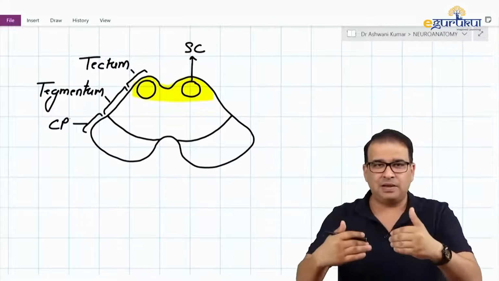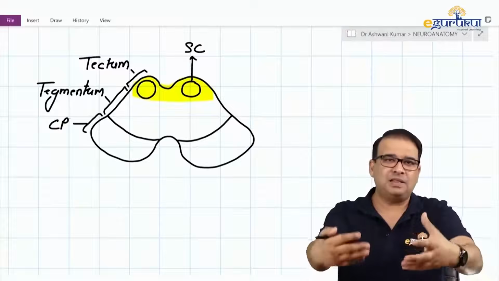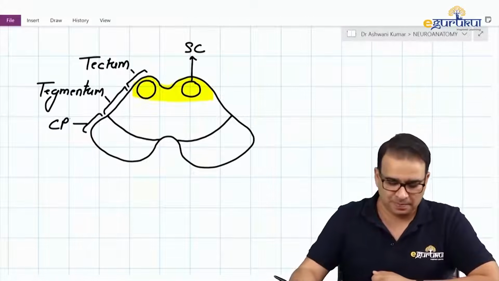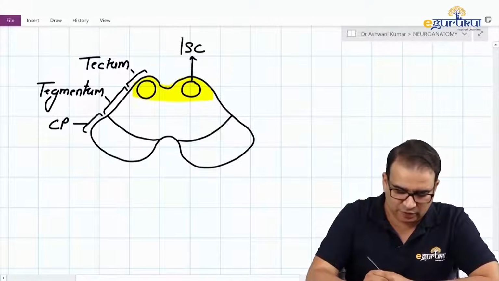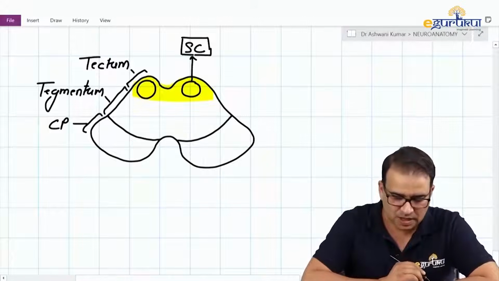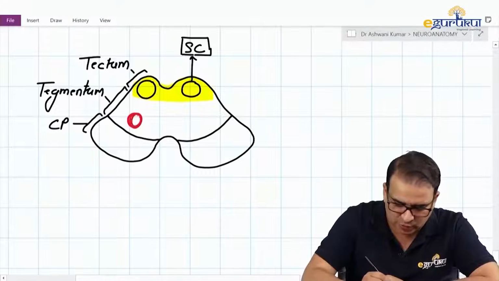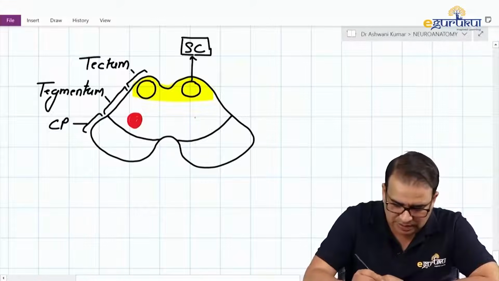So tectum, tegmentum and cerebral peduncle. The dorsal part is the tectum, the middle part is the tegmentum and the ventral most part here is the cerebral peduncle. And as we said, the section is taken from where? From the superior colliculus of the midbrain. The red nucleus is located in the tegmentum part, guys. You have this huge red nucleus present in the tegmentum part.